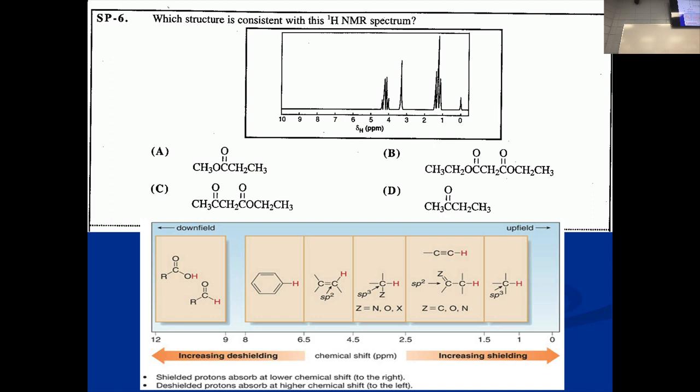Can we eliminate anything by counting the number of signals? How many signals do we have? We have 3 in the spectrum, right? How many signals would A give me? 1, 2, 3. So it might be it. B would give me 1, 2, 3, and there's a mirror plane, so it'll only give me 3. D will give me 1, 2, 3. What about C? That's 1, 2, 3, 4. So it can't be C, can it? What's the right answer?